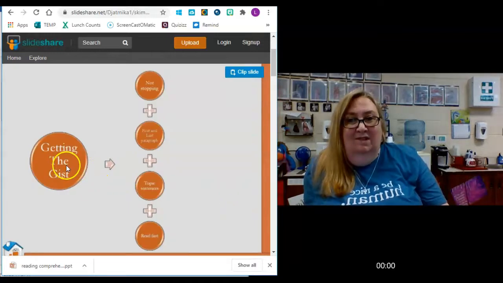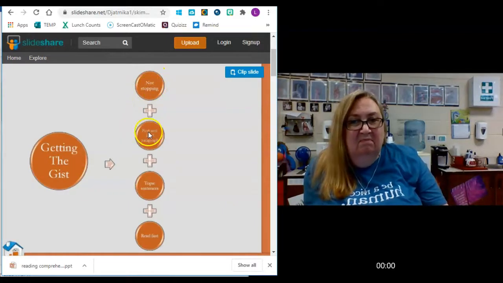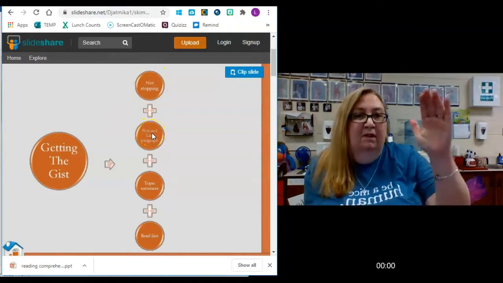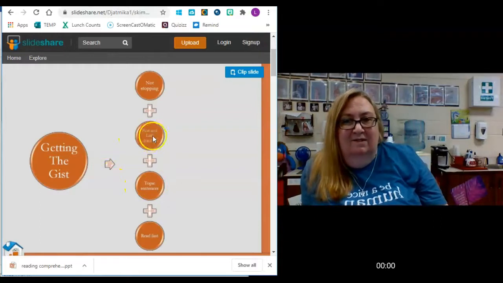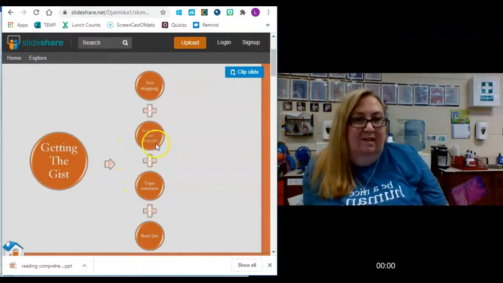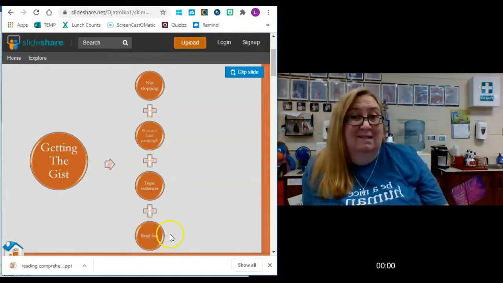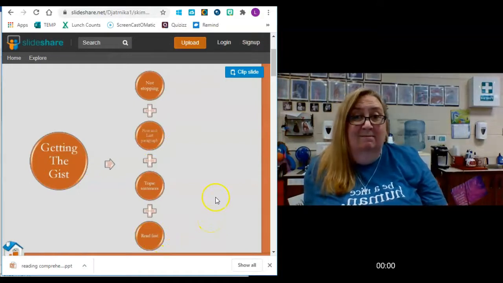You just want to get the gist. You don't stop, just keep going. Just keep looking for the things that pop out at you. Topic sentences are important, first and last paragraphs, and read fast. Skimming is not something that should take a lot of time. That's not its purpose.